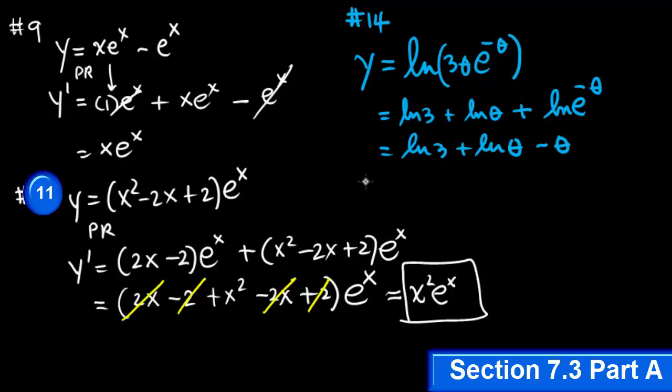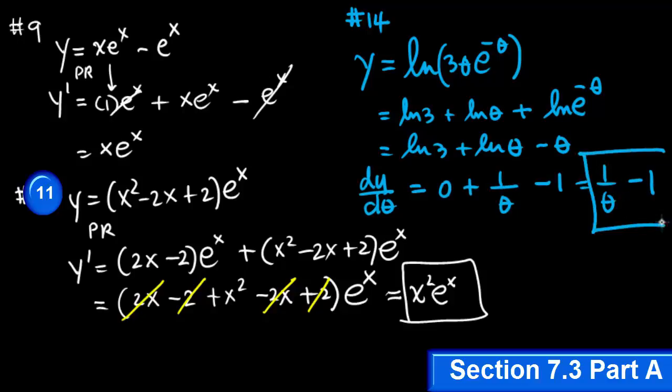So dy by d theta is equal to, what's the derivative of a constant? Then it's 0. And then what's the derivative of natural log? 1 over theta minus 1. So there's your answer. It's going to be 1 over theta minus 1.